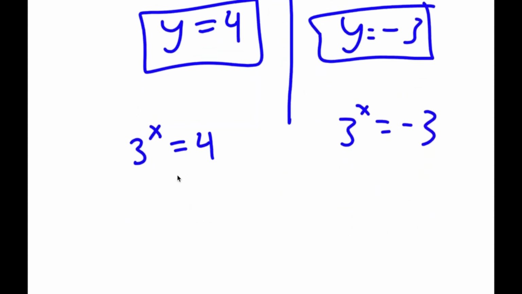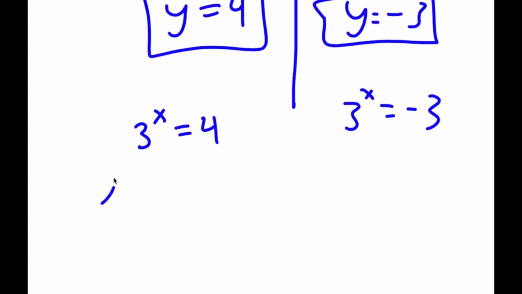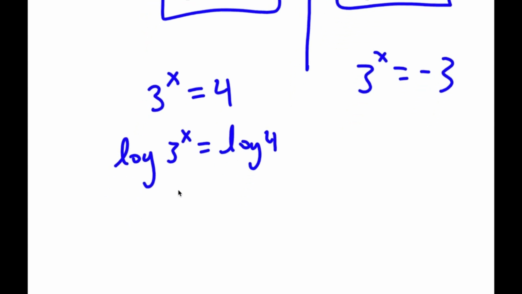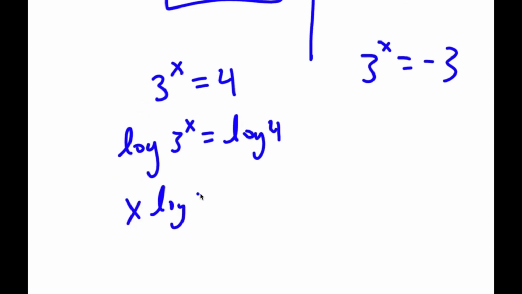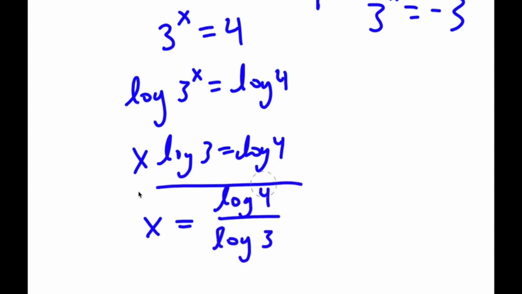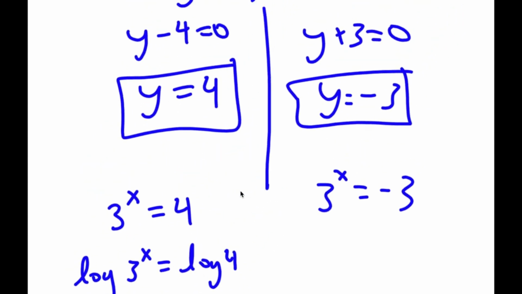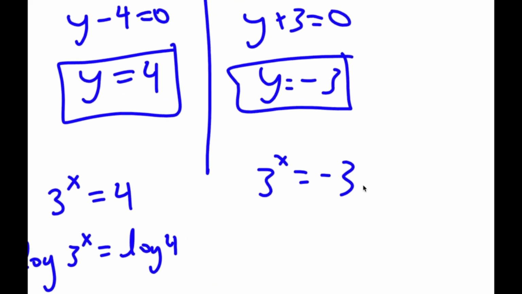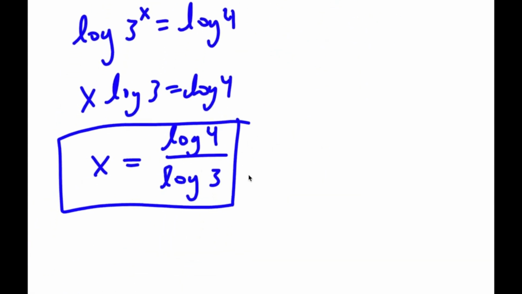Well, 3 to the power of x equals 4. To solve this, I'm going to take the log on both sides. So then I get x times log 3 is equal to log 4, meaning x is equal to log 4 over log 3. Now for 3 to the power of x equals negative 3, you can't take the power of a positive number and make it negative, so there's no solution for this, and my only solution is log 4 over log 3.